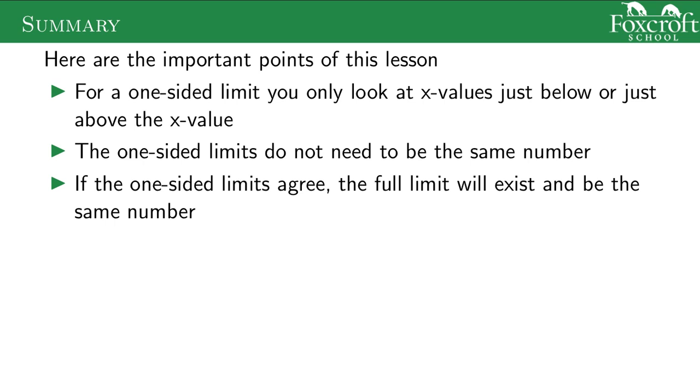The one-sided limits do not need to be the same. So you might get one number for the left-hand limit and one number for the right-hand limit. But if the one-sided limits are the same, then the full limit exists and is going to be the same number. So we saw in that last example, all of them were -6. The two one-sided limits are the same, which forces the full limit to be the exact same number. So this is how you find one-sided limits.